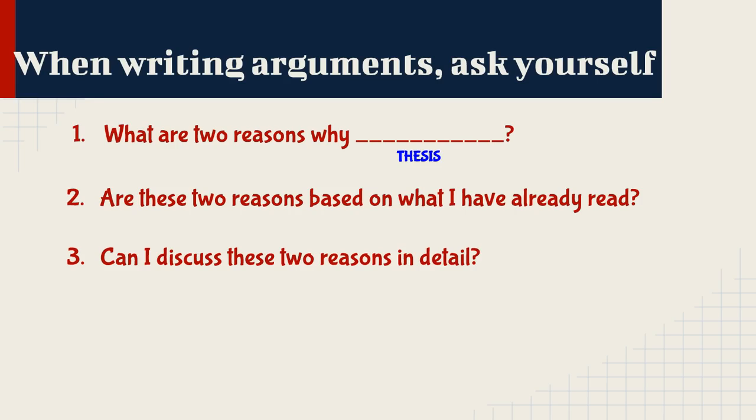And can I discuss these two reasons in detail? You have to make sure it's not too specific. You can't write down a statistic, 99% of blah, blah, blah, or 1 in 8 children, and so on. You have to make sure that it's something you can talk about in a lot of detail. So it's got to be a general statement, not a very specific statement.